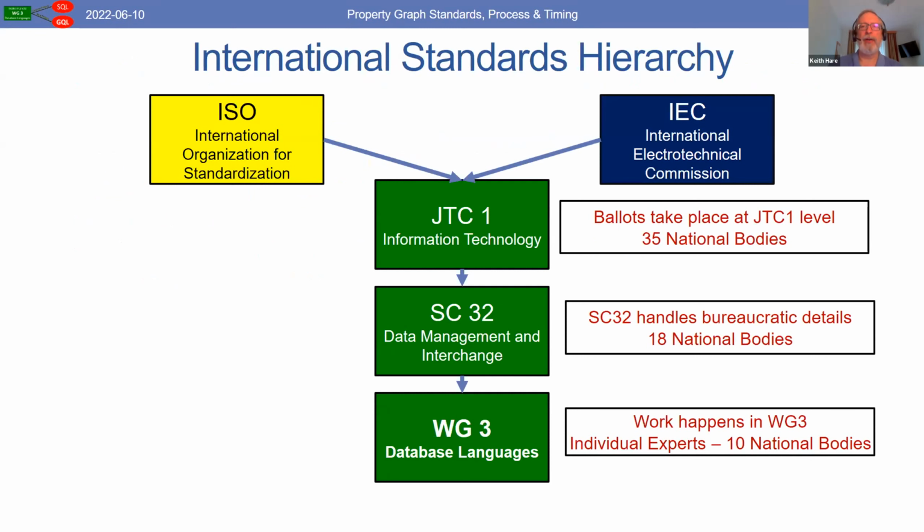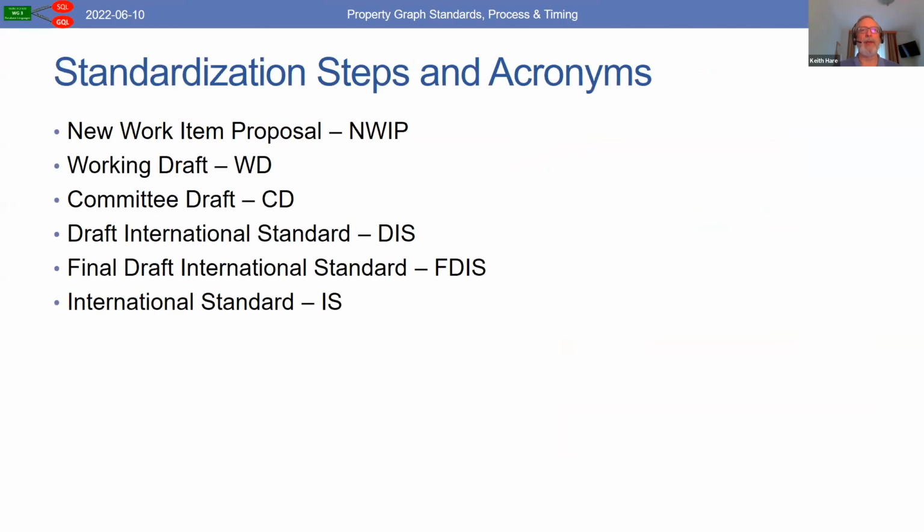So here's a picture of the hierarchy. Here's a graph of the hierarchy. But at the JTC1 level, international ballots take place. There's more of the bureaucratic stuff at the SC32 level, and the work really happens at the working group level. And that's what I'm doing this week, last week, and next week, and the weekend in between. I am in Berlin for a WG3 meeting. I'll talk a little more about that later.